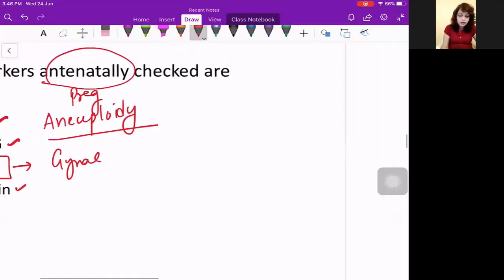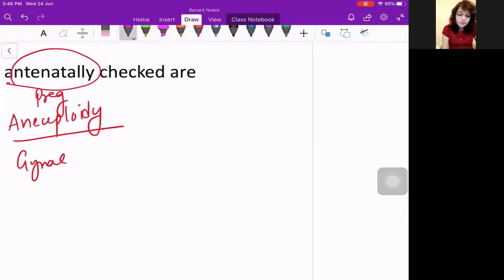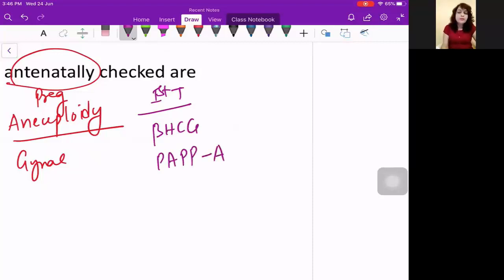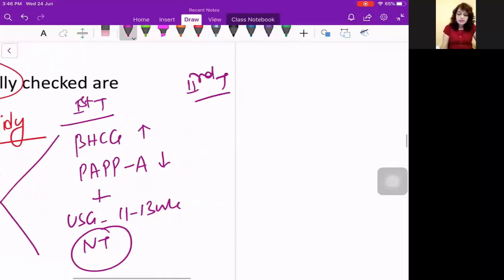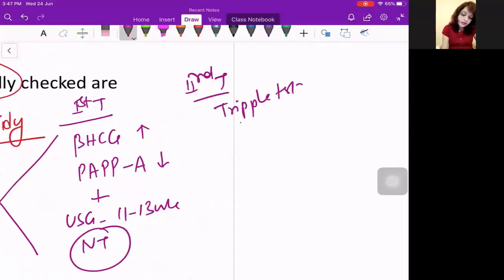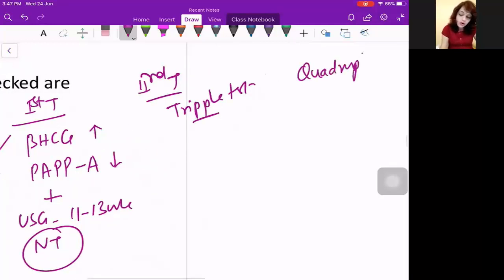Simple to remember. Okay. Now, in case of aneuploidy, the first trimester markers are beta-HCG and PAPP-A. PAPP-A is pregnancy-associated plasma protein A. Beta-HCG rises, PAPP-A decreases, and you combine it with the 11 to 13 weeks ultrasound for nuchal translucency. This is the first trimester screen. This question has been asked in the AIIMS PG exam 2015 also. Okay. Now, in the second trimester, there is a triple test and there is a quadruple test. Triple test is done at 15 to 18 weeks. Quadruple test is done at 16 to 18 weeks.